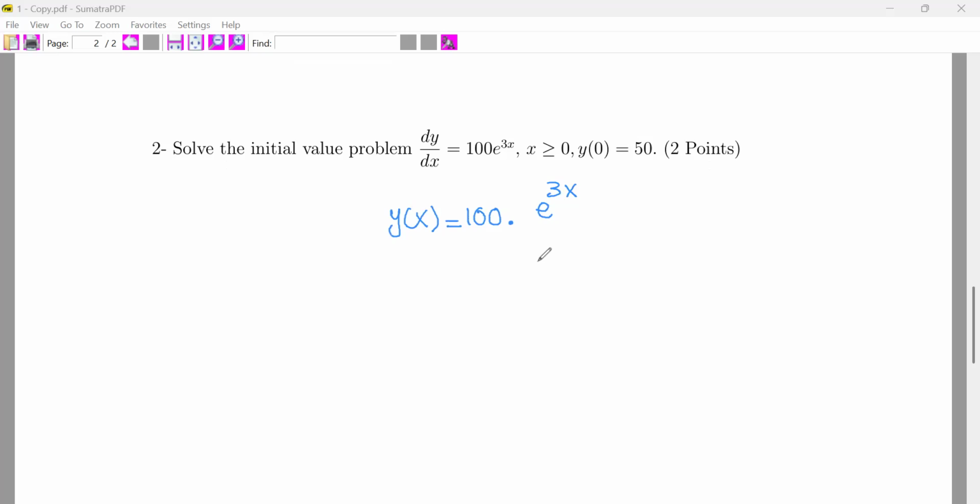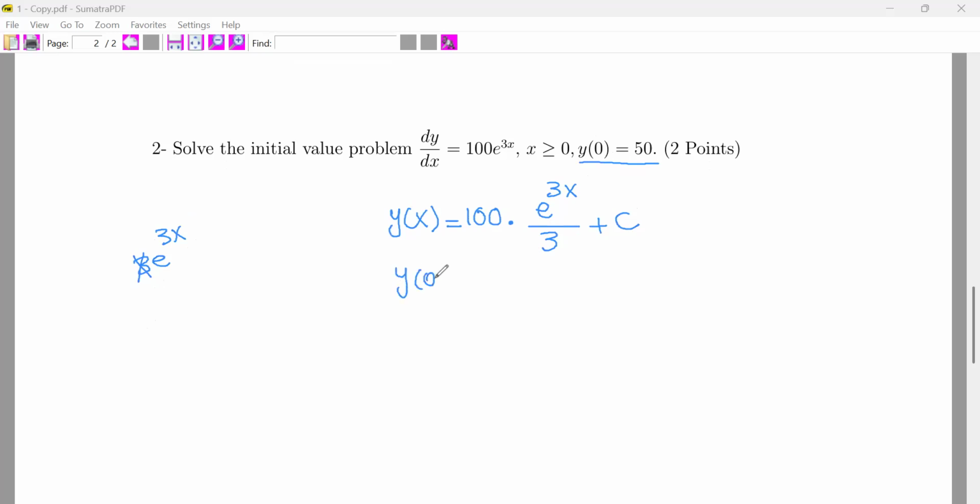But think of taking the derivative. If you want to take the derivative of e to 3x, we're going to have 3e to 3x. But for the antiderivative, we don't want this 3 here. So we're going to divide by this number to cancel that, and plus c as usual. So in order to find c, we are going to use the initial value that we have here.